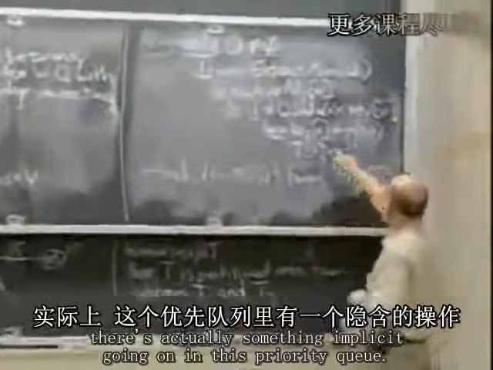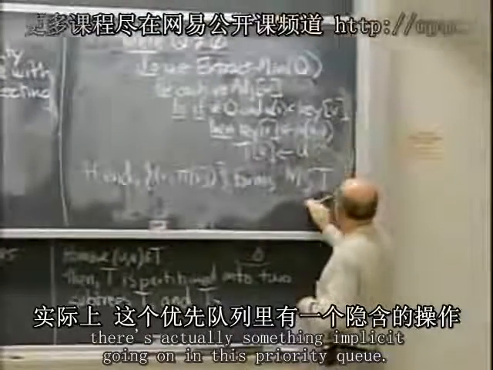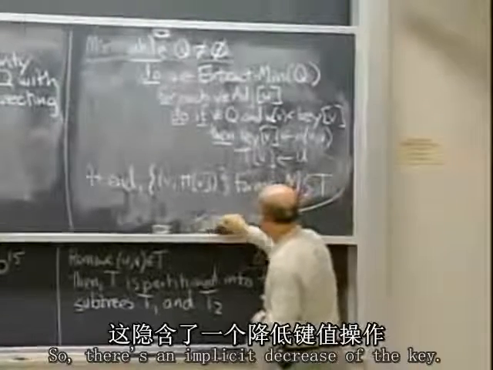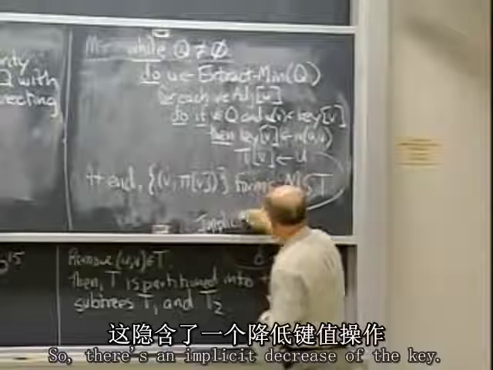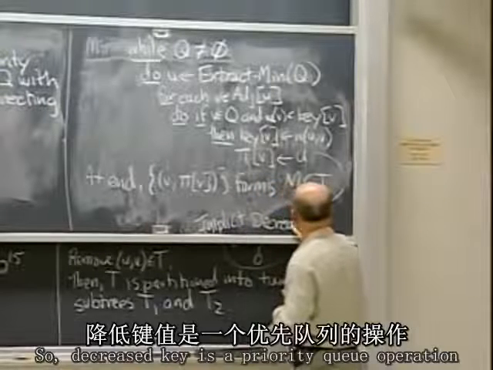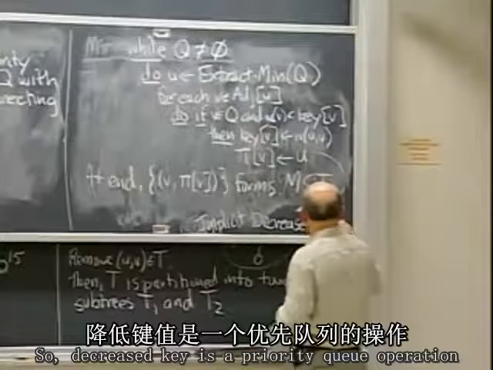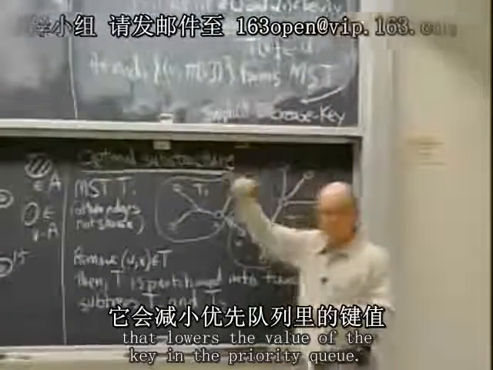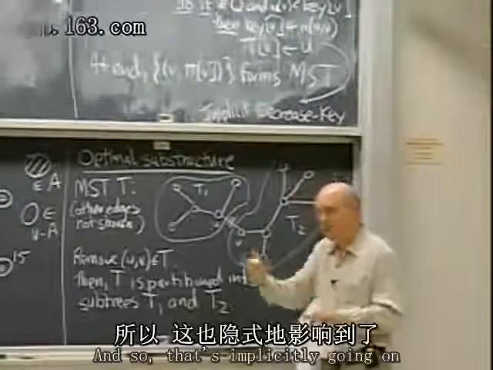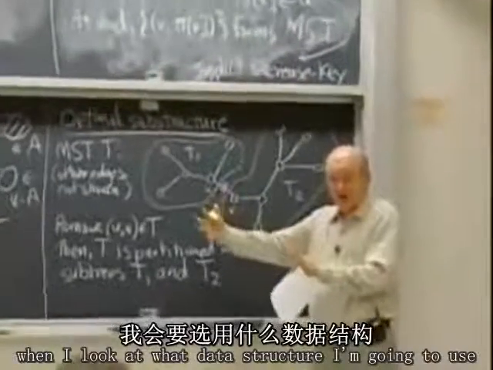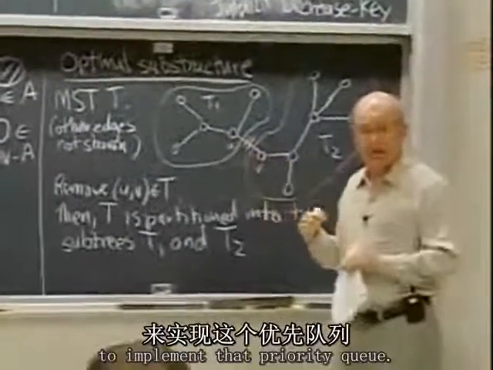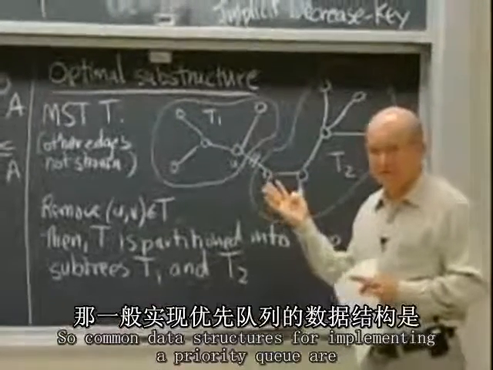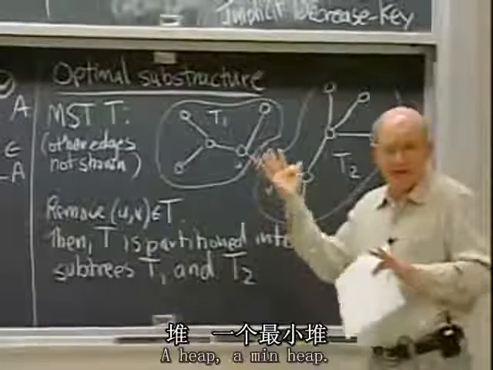there's actually something implicit going on in this priority queue. And that is that I have to do a decrease key. So there's an implicit decrease of the key. Decrease key is a priority queue operation that lowers the value of the key in the priority queue. Okay? And so that's implicitly going on when I look at what data structure I'm going to use to implement that priority queue. Common data structures for implementing a priority queue are a heap, a min heap.